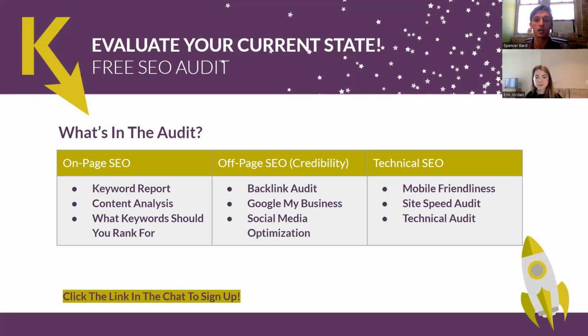Off-page SEO, we're going to be looking at the credibility of your site. How are your backlinks doing? How many backlinks do you have? What about your Google My Business page? Do you have reviews there? Does it have the proper information? And a quick look at your social media optimization in terms of, do they have links to your site? Are you posting? So a little bit on the credibility side there. And last but not least, a high level audit of your site's technical SEO. So mobile friendliness, site speed audit, and an overall technical audit.